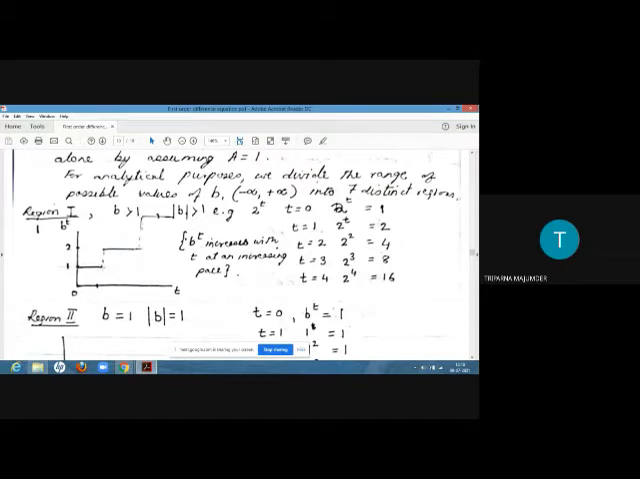Now, when t increases to 2, the value of b to the power t becomes 2. So this way we find that the difference between the steps increases at each level.